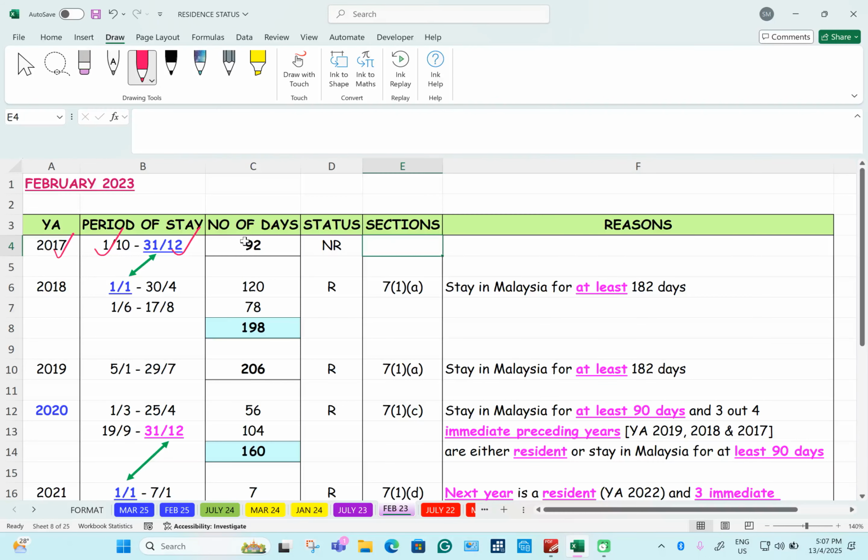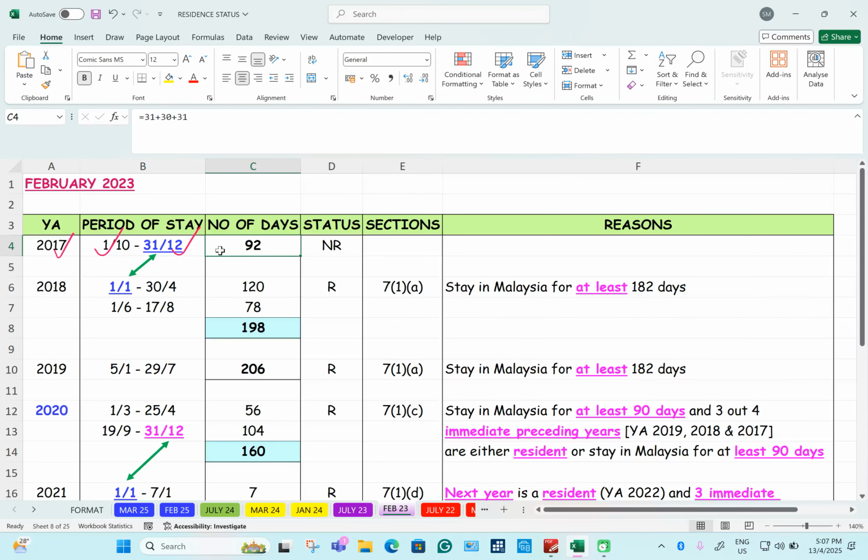Okay, next, let's calculate our number of days. Alright, so this one starts from October. October is 31. November 30. December until end of the year 31. So I got here 92 days. Okay, guys, let's try section 7, subsection 1A. Okay, what is A? Stay in Malaysia for at least 182 days or more. So very clear, 92 is less than 182. You cannot use A. Okay, let's try B.